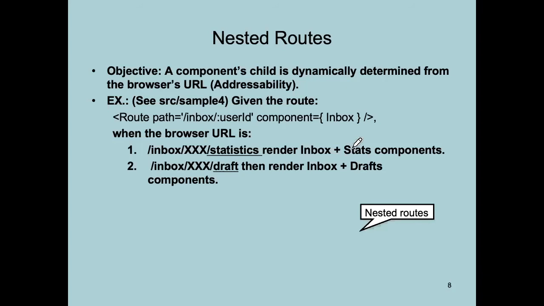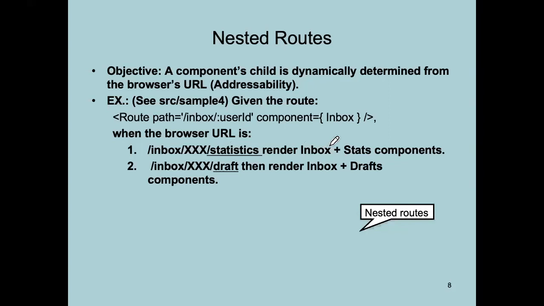The stats component would be subordinate to the inbox. It would be a child of it. That's one. And the second case is if the suffix in my inbox URL is /draft, then I want the draft component to be the child of inbox. So it's one or the other. Hence, the child of my inbox is determined from the URL in the browser.